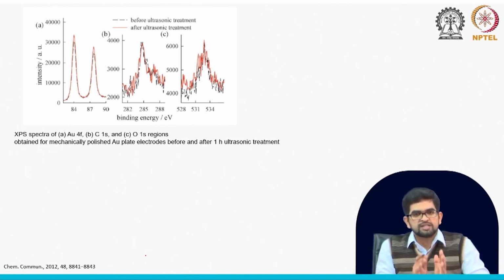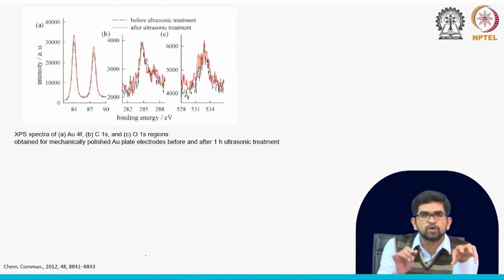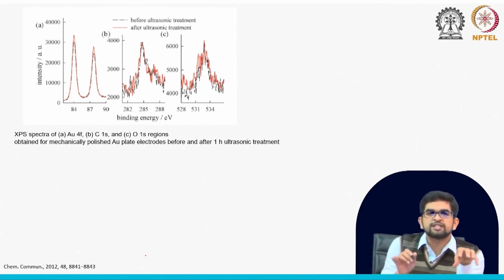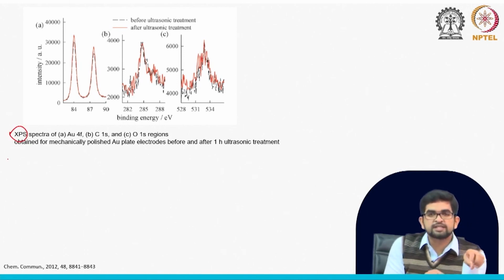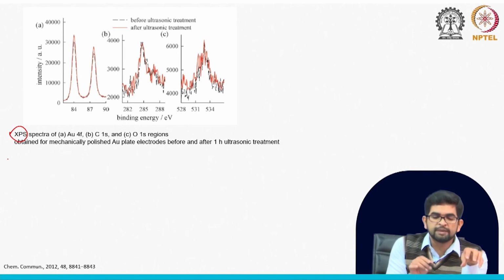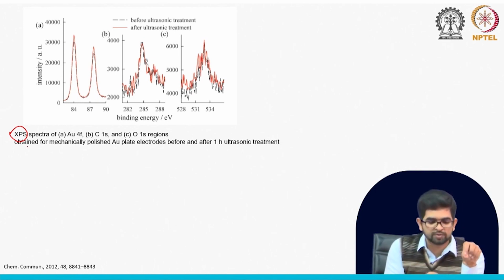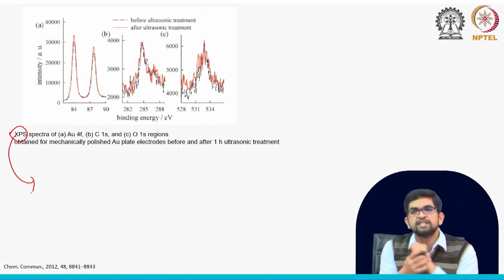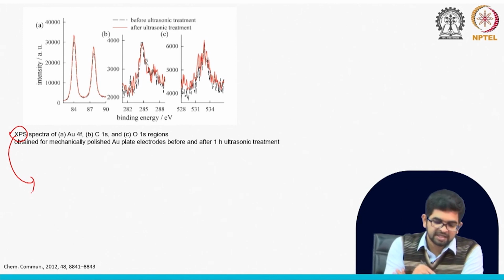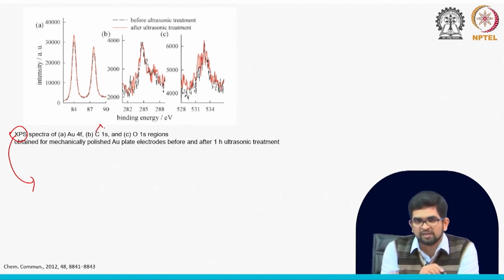Means step by step I am showing you how the changes happen. So XPS, X-ray photoelectron spectroscopy, we can also use to measure the surface. So why do we need the X-ray photoelectron spectroscopy? XPS can help you to measure the contaminations of your surface, means if there is any carbon contamination or not, if there is something else present or not.